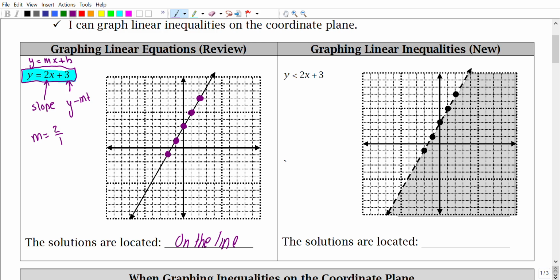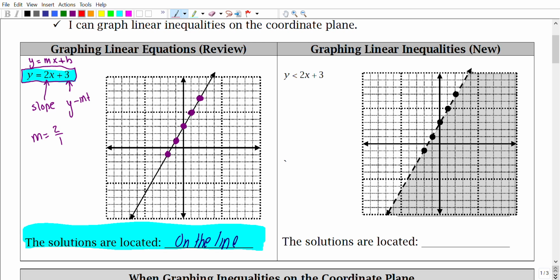Now, that's going to be a little bit different than the linear inequalities. So again, just remember that part. The solutions are located on the line for a linear equation. So let's take a look at what's different on a linear inequality.